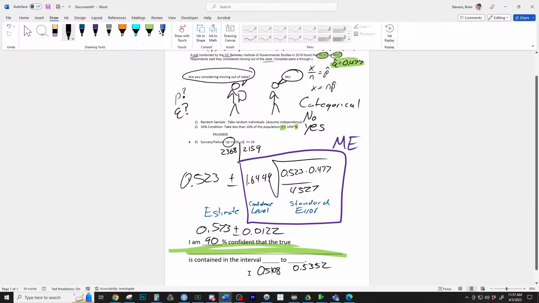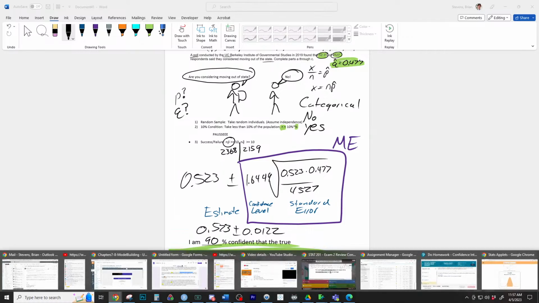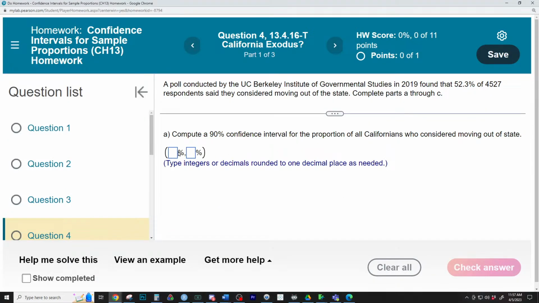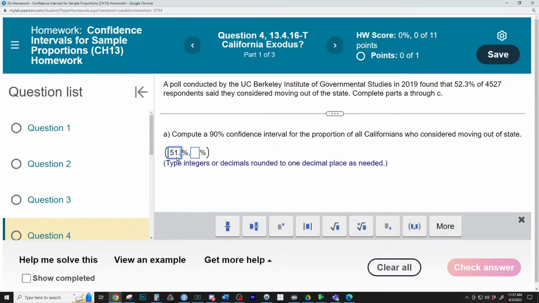I am 90% confident that the true proportion of people who plan to move out of the state of California is contained in the interval 0.5108 to 0.5352. And that should be everything we need for the question. So they are doing it as this. I think it was 5108.